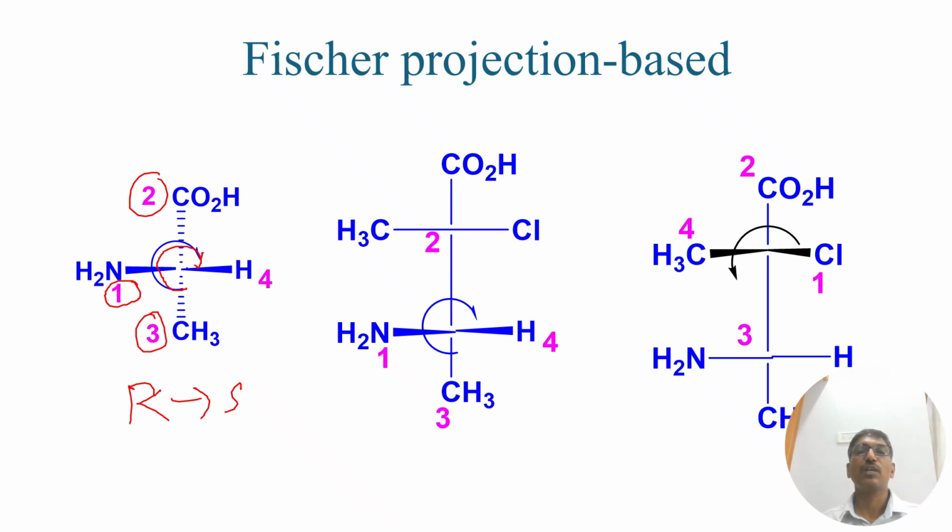Let us see the first one. Here you can say that nitrogen is the first priority. Second one is this one, the carbon with the chlorine, and then methyl. And the fourth one is the hydrogen. Again, hydrogen is kept close to our view. So whatever outcome, that is the clockwise direction, it's going to be R. However, since hydrogen is kept close to our view, the original configuration would be S.